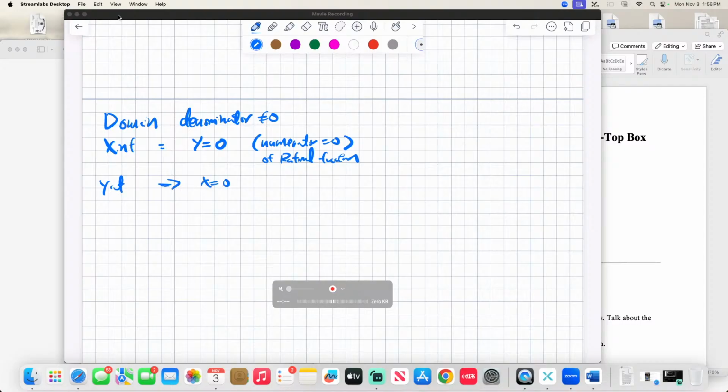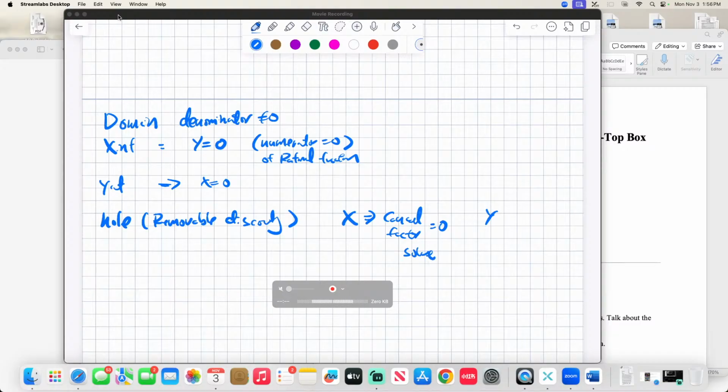Fairly easy. What is a hole, which is also a removable discontinuity? A removable discontinuity has an x and y, right? How do we find the x? Set the canceled factor equal to 0 and solve, right? And once you have x, to find y, plug into the simplified equation.